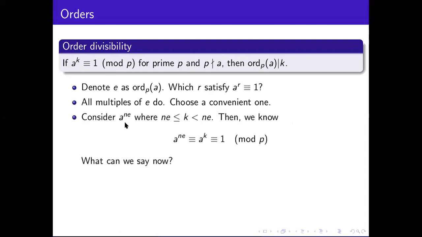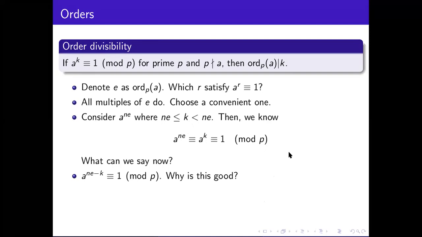Consider the multiple of e, a to the ne, where ne is less than or equal to k, which is less than n plus 1 times e. That should say n plus 1 times e, another typo. So then we know that a to the ne is equivalent to a to the k is equivalent to 1 mod p. So now we just divide both sides by a to the n times e. So a to the k minus ne is equivalent to 1 mod p. So why is this good?